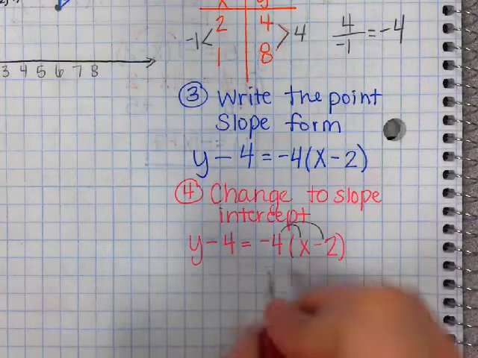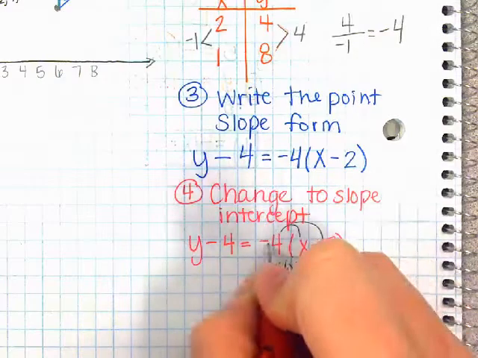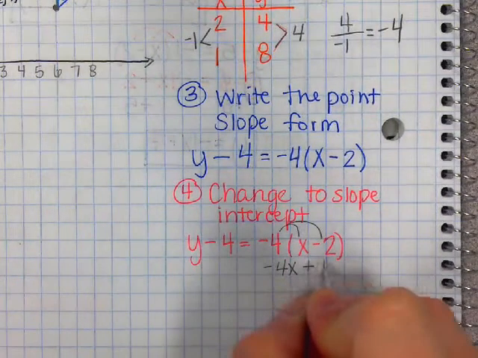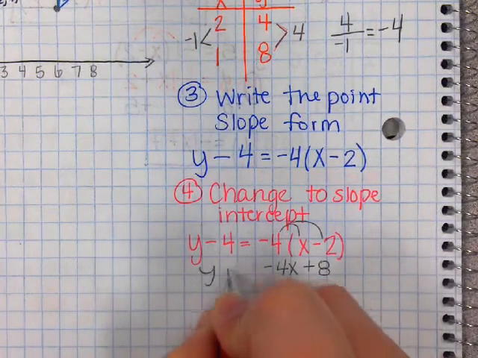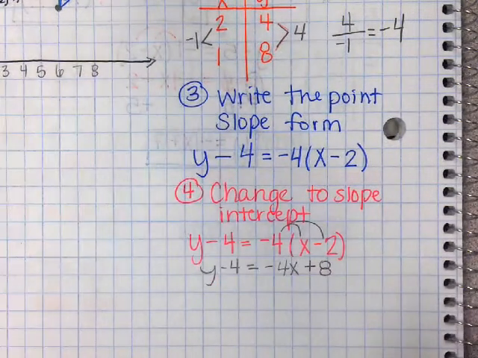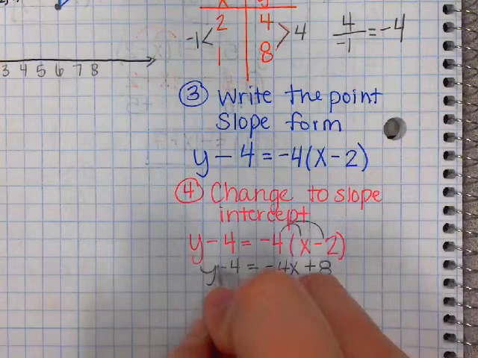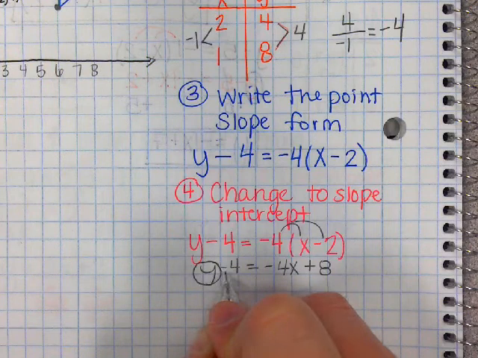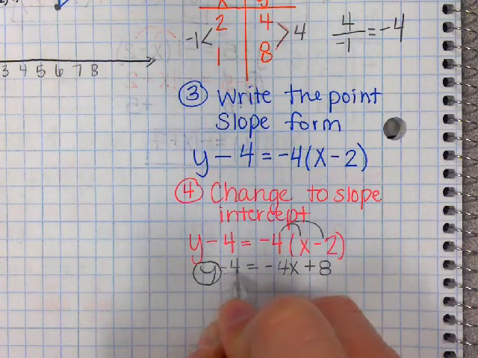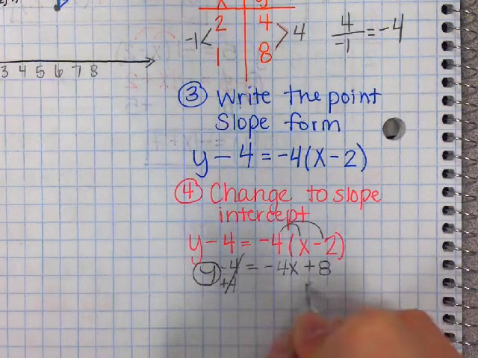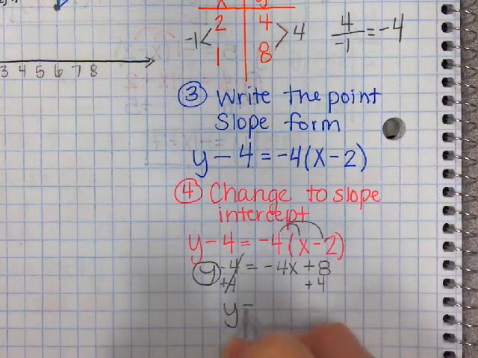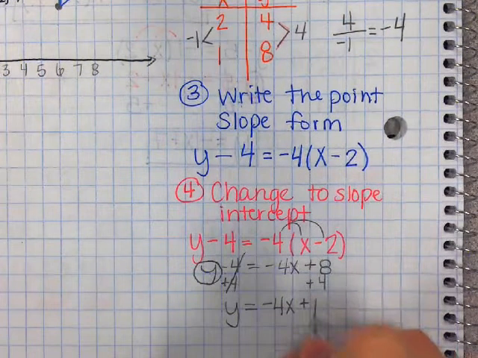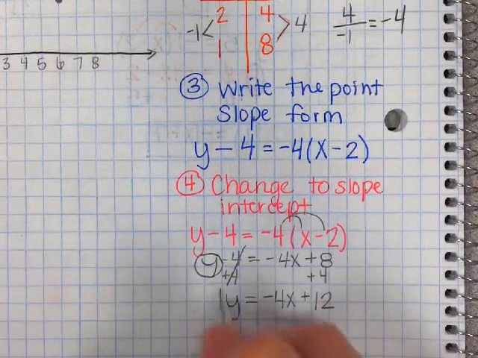So distribute. Negative 4 times x would just be negative 4x. Negative 4 times negative 2. A negative times a negative is a positive. 4 times 2 is 8. So it'd be y minus 4 equals negative 4x plus 8. Then solve. I need to solve for y because I need it to be y equals. So then the opposite of subtract 4 is add 4 and add 4. So y equals negative 4x, 8 plus 4 is 12.